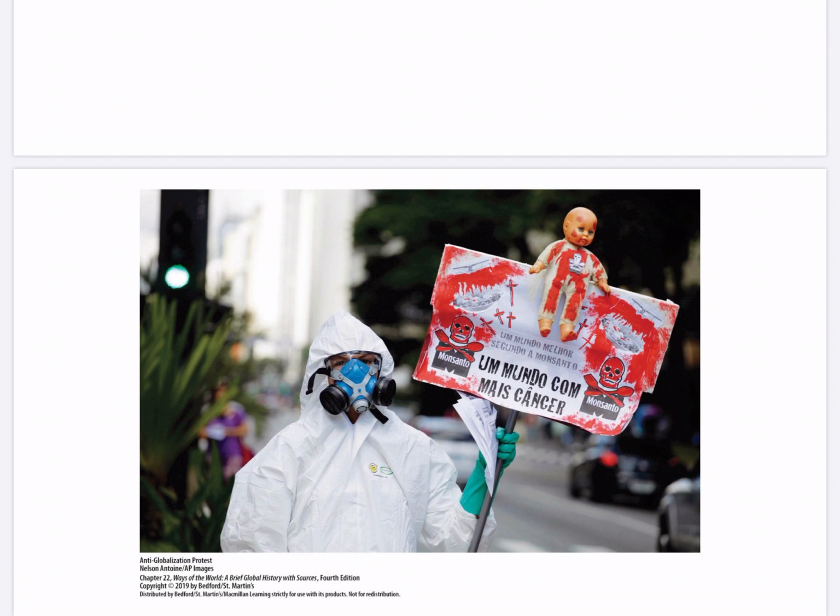All right, and our last image here, anti-globalization protest. This is a demonstrator in Sao Paulo, Brazil in 2013. It took part in a worldwide protest against the biotech giant Monsanto. And they hold a sign that reads, quote, "A better world according to Monsanto is a world with more cancer," end quote. So how are the criticisms of globalization similar to the criticisms of the Industrial Revolution? Well, there are some criticisms that overlap both globalization and the Industrial Revolution. For example, the lowering of labor standards, fostering ecological degradation, and increasing economic inequality.